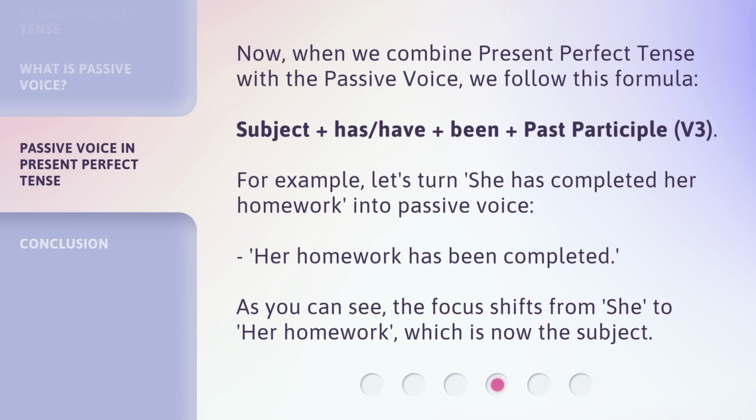Now, when we combine present perfect tense with the passive voice, we follow this formula: subject plus has/have plus been plus past participle, V3. For example, let's turn "she has completed her homework" into passive voice. Her homework has been completed. As you can see, the focus shifts from "she" to "her homework," which is now the subject.